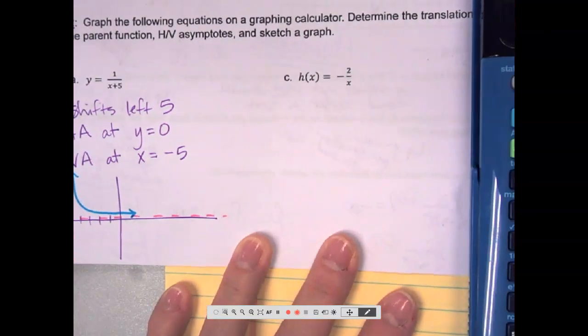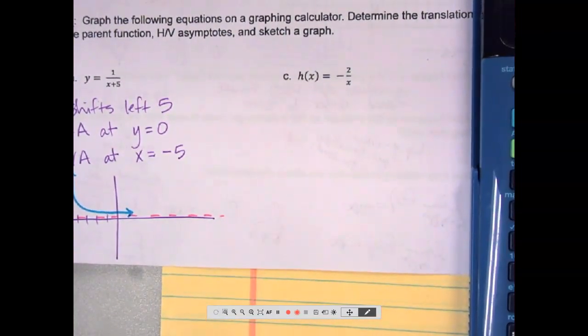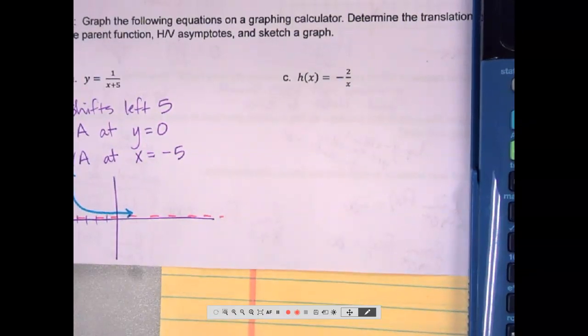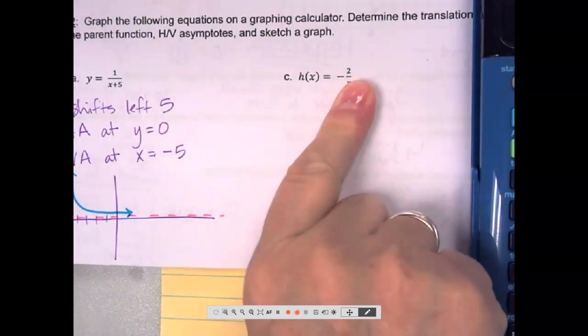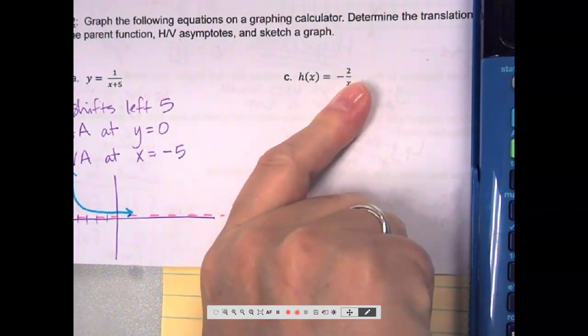All right, let's go to this one. -2/x. What do you think the negative will do to my parent function? Flip it how? Over the x-axis. We'll flip it over the x-axis. What do you think a 2 will do to it?